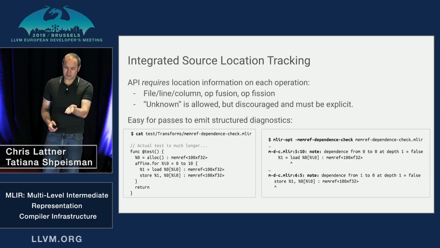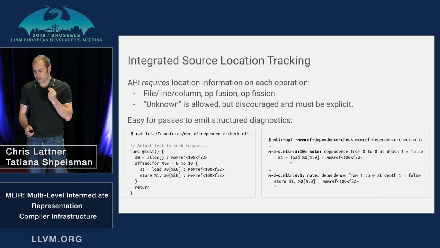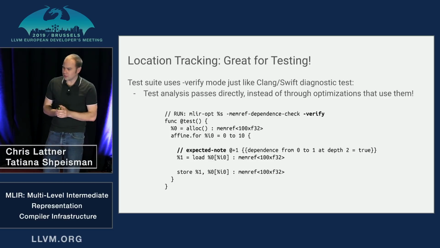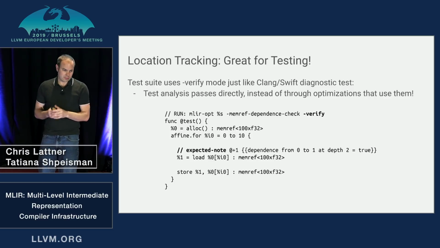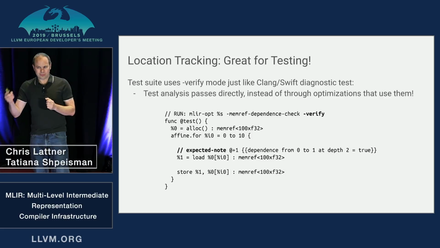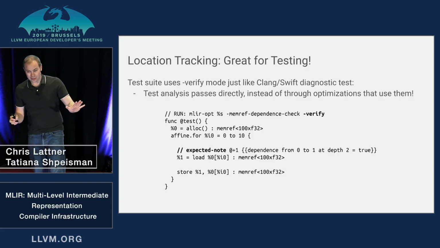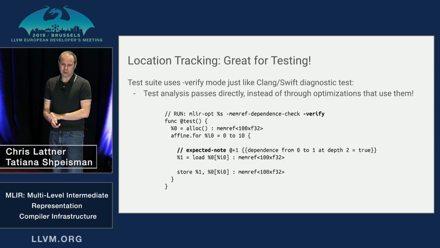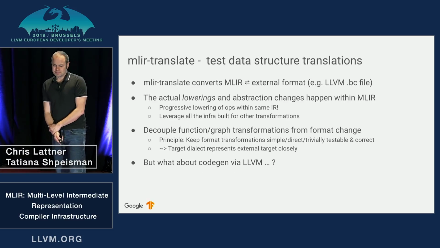And so we have dependence analysis, for example. We have a pass, and it just outputs diagnostics telling us what the dependencies are. This means that now we can use a -verify mode, just like Clang or Swift does, to actually write tests for this. We don't have to write a transformation that uses dependence analysis or alias analysis, where through a series of transformations, and because dependence analysis returned the right thing, the right transformation happened. It becomes really nice. And having location information in general is really important when you have transformations or optimization remarks or things that can fail.